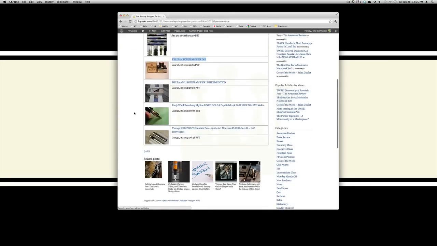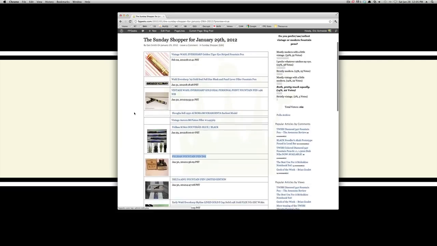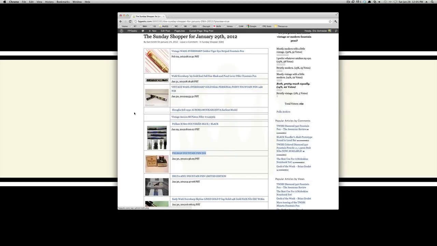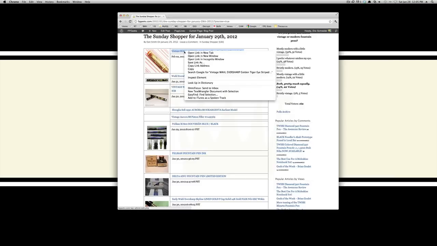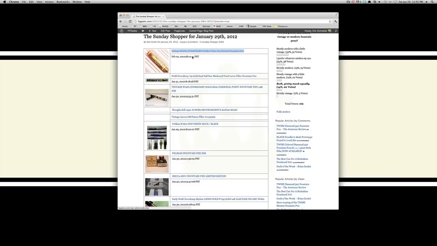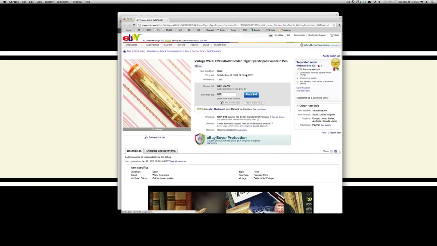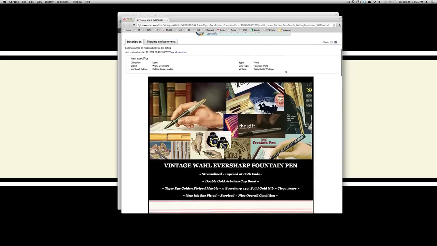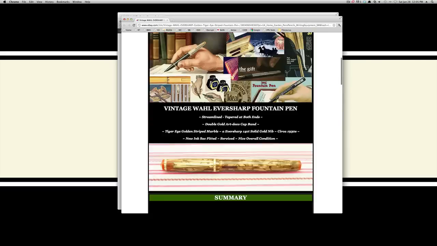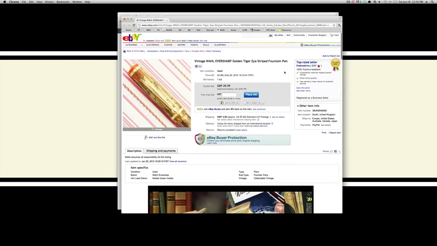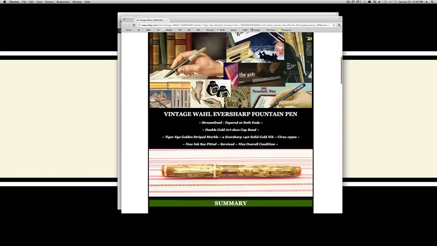Well, what did you pick for us? I was in a Wahl mood this week. All right. Wahl Eversharp. So I sent you these first three links here to some Wahl pens. This first one here, the seller is Firebreak Line, who we know, not personally, but sells lots of pens. Yeah, a ton of pens. Has called it the Wahl Eversharp Golden Tiger Eye Striped Fountain Pen. And there's quite a few pictures.